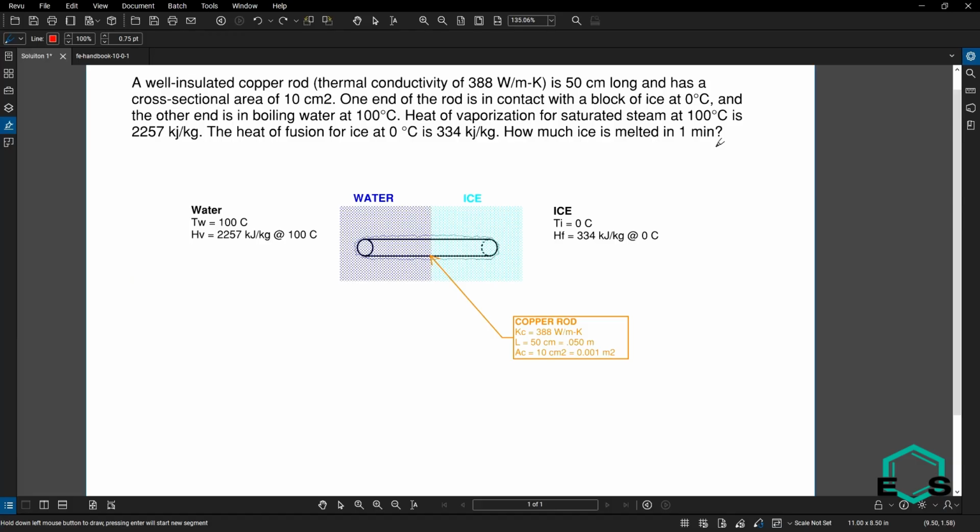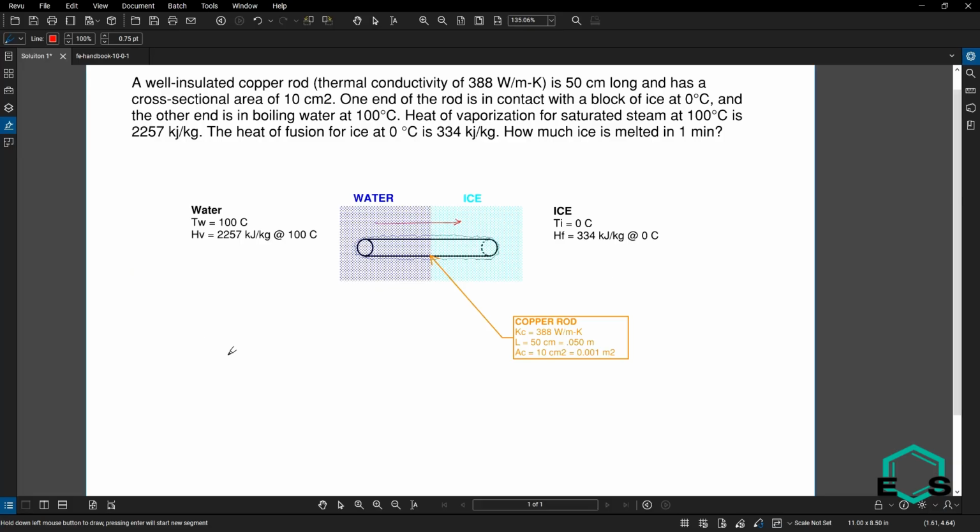Okay, so we have to understand that this heat is going to transfer from hot to cold. So 100 degrees C to 0 degrees C. The heat transfer is going in this direction. All this heat transfer is contributing to melting the ice.